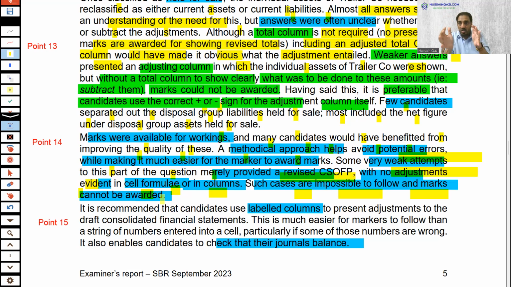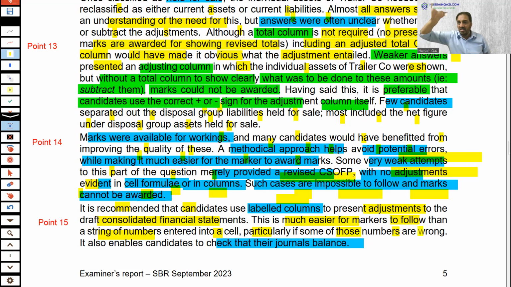Always present your working in a manner that, when your marker checks your answer, they can easily track your figures and your workings. If the marker is not able to track your workings, you will not be able to get marks. That's why I must say: labeled working. It is recommended that candidates use labeled columns to present adjustments to the draft consolidated financial statements. This is much easier for markers to follow than a string of numbers entered into a cell, particularly if those numbers are wrong.